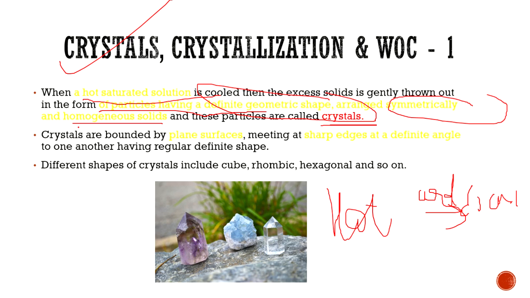How can you determine whether it is a crystal? By its properties: it has its own geometric shape, like a cube, it can be rhombic, meaning rhombus, it can be hexagonal, and so on. Also, it is homogeneous in nature and arranged symmetrically. By these characteristics, you can determine that these are crystals. Got it? Crystals also have plane surfaces, sharp edges. Can you see these sharp edges in this diagram? And a definite angle to one another.